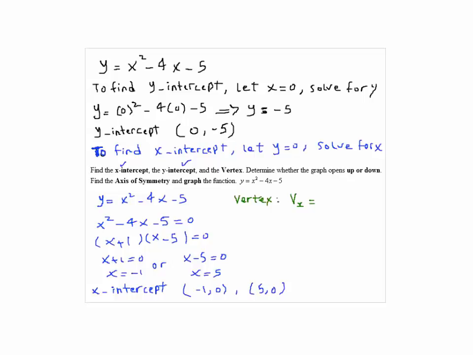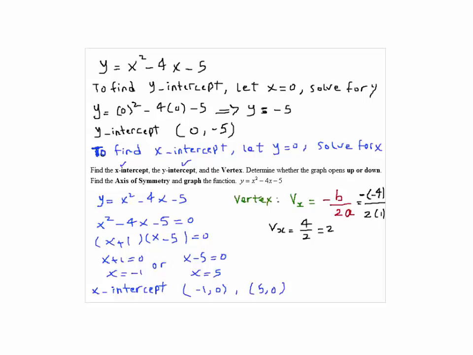No, the formula would be minus b over 2a. Okay, please make a note of this. You need to know this formula to find the x position of the vertex, minus b over 2a. So in this case, your b is equal to minus 4, your a is 1, and your c is minus 5. So here I'm going to substitute minus 4 for b, and a is 1. So the x position of the vertex is 4 over 2, which is equal to 2.